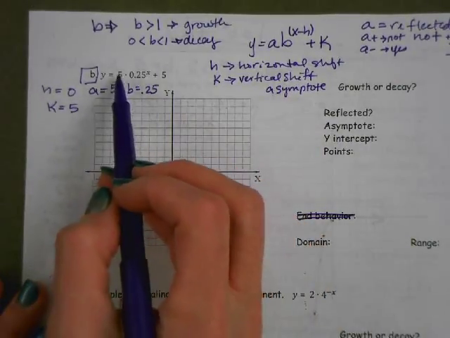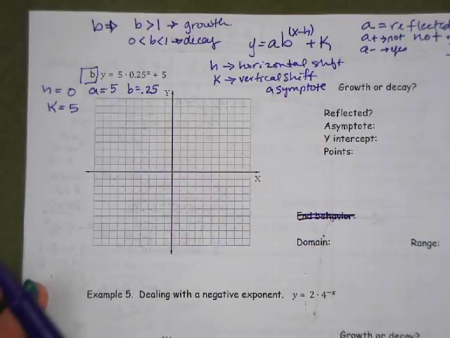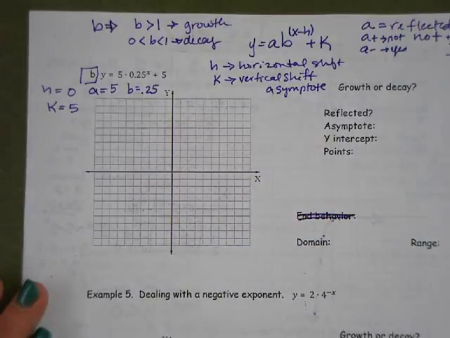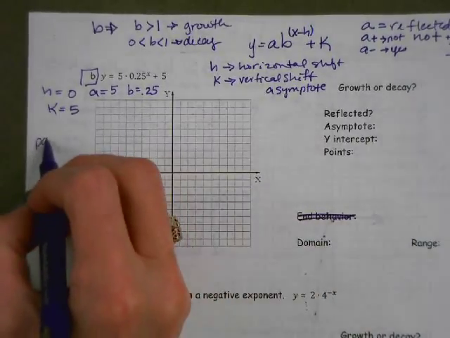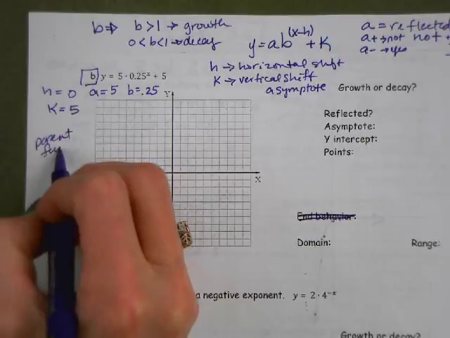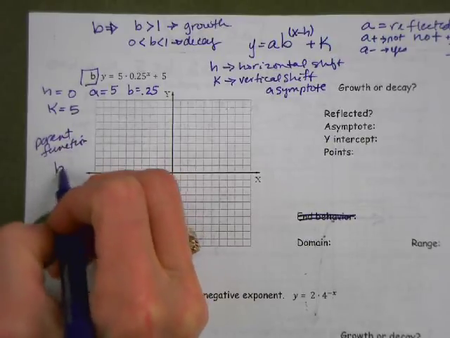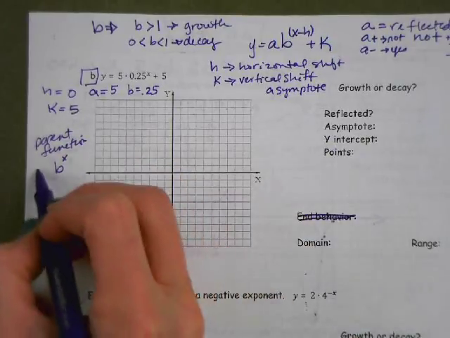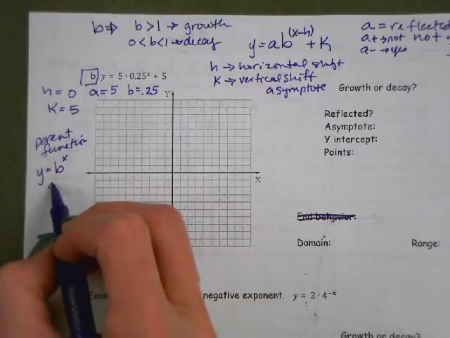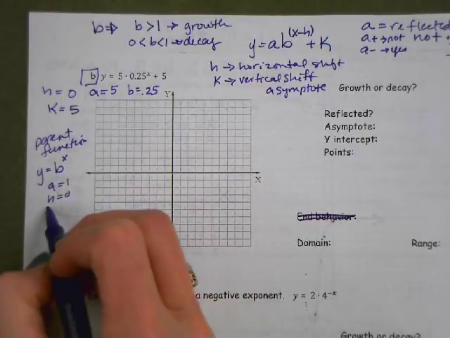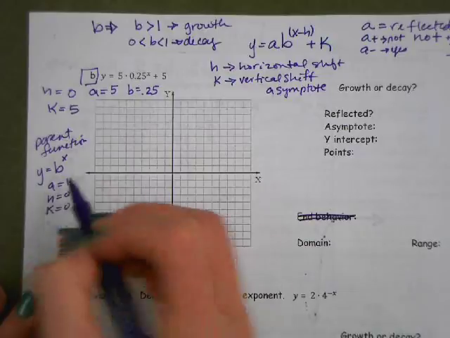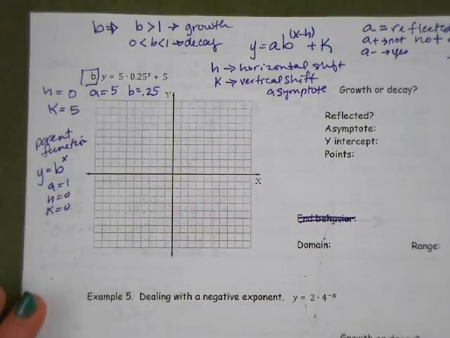If you don't see a value in front of B, then A is 1. So you always have A, H, and K. We'll just talk about the parent function real quick. The parent function is just y equals b to the x, and then A will be 1, H is 0, and K is 0. So they exist, it's just those are the values of them.